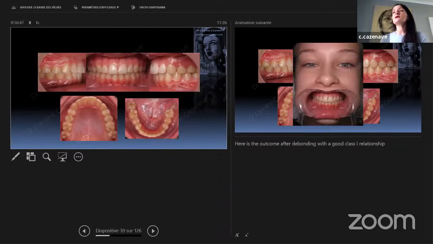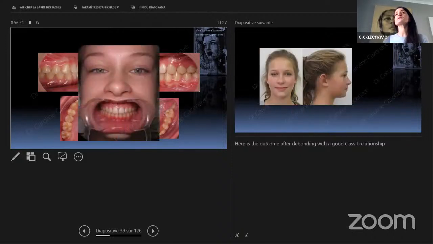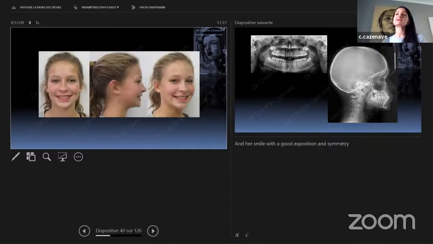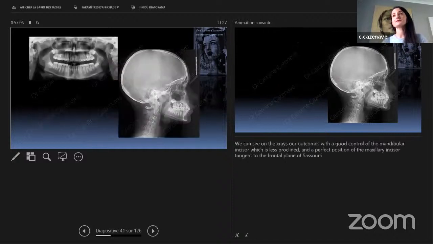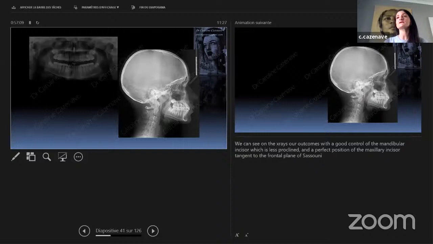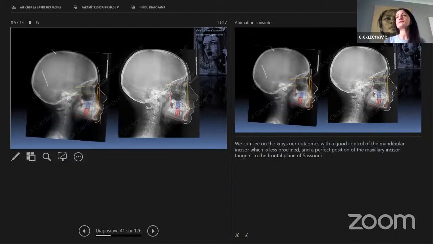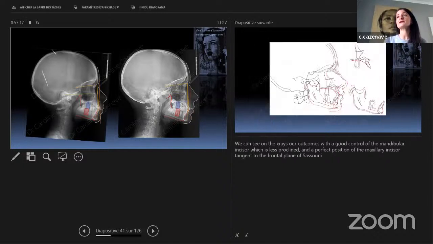So here is the outcome after debonding with a good class 1 relationship, a good centering of the midlines, and our face and a smile with a good exposition and symmetry. We can see on the X-rays our outcome with a good control of the mandibular incisor, which is less proclined, and a perfect position of the maxillary incisor tangent to the frontal plane of Sassouni.